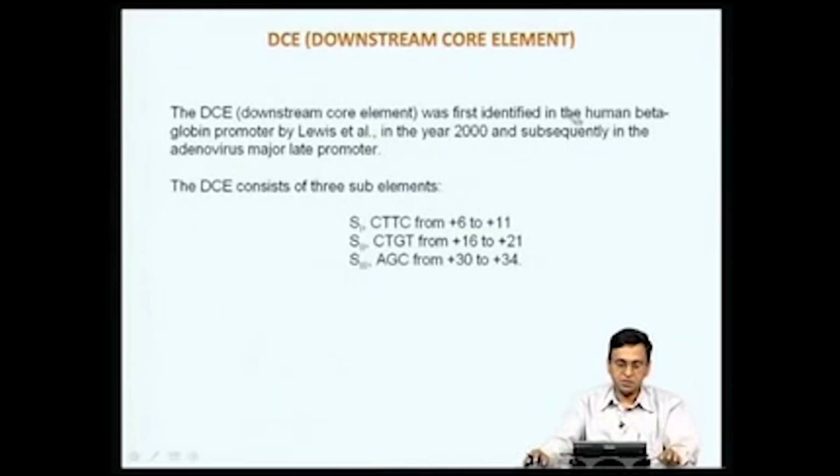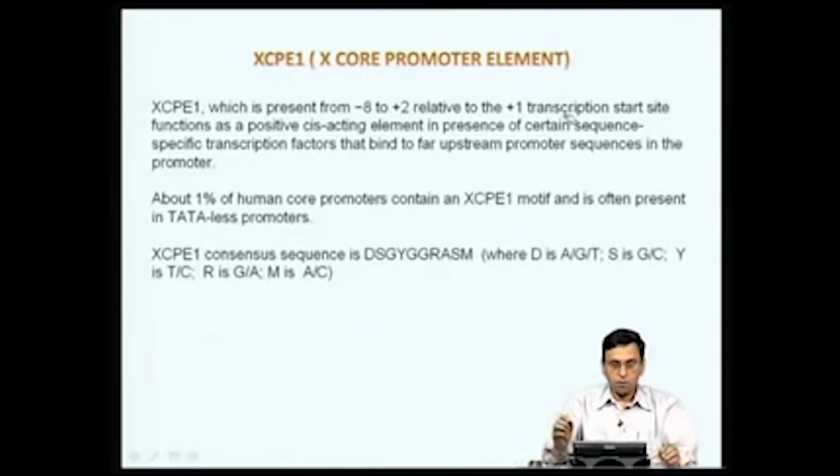Now, the other important core promoter element which has been identified in some promoters is called XCPE1, which stands for X core promoter element. XCPE1 is present from -8 to +2 relative to the transcription start site, and functions as a positive cis acting element in the presence of certain sequence specific transcription factors that bind to far upstream sequences in the promoter.